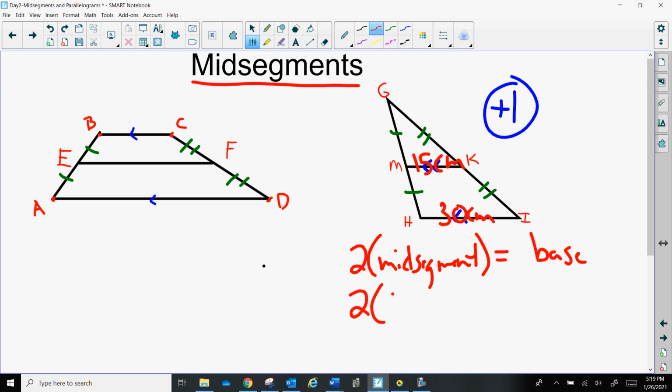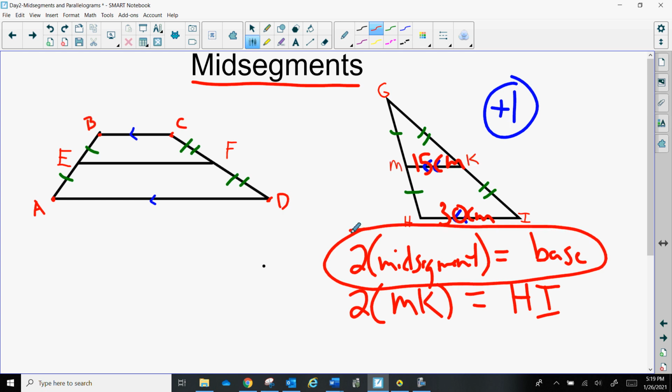So here, 2 MKs will equal an HI. This first part that I put right here, that's your geometry setup. And then this part right here, you'd start putting numbers in there for your algebra setup. So that's what happens here when you're talking about the length of a midsegment, when we have two midsegments equal the base.